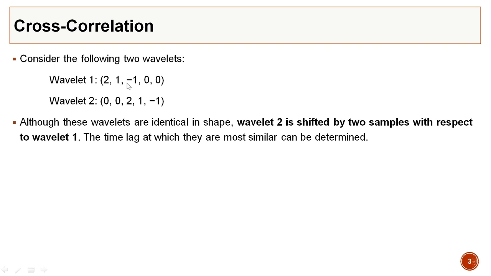Wavelet 1 is 2, 1, minus 1, 0, 0, and wavelet 2 is 0, 0, 2, 1, minus 1. So basically wavelet 2 is shifted by 2 samples compared to wavelet 1. So the time lag at which they are most similar can be determined using cross correlation.